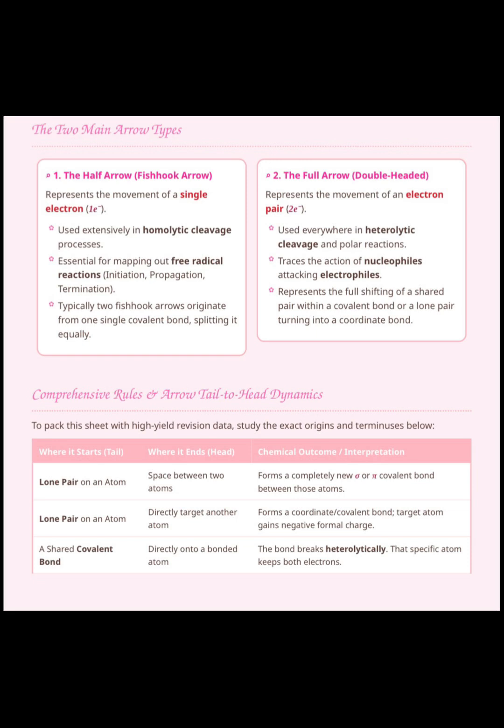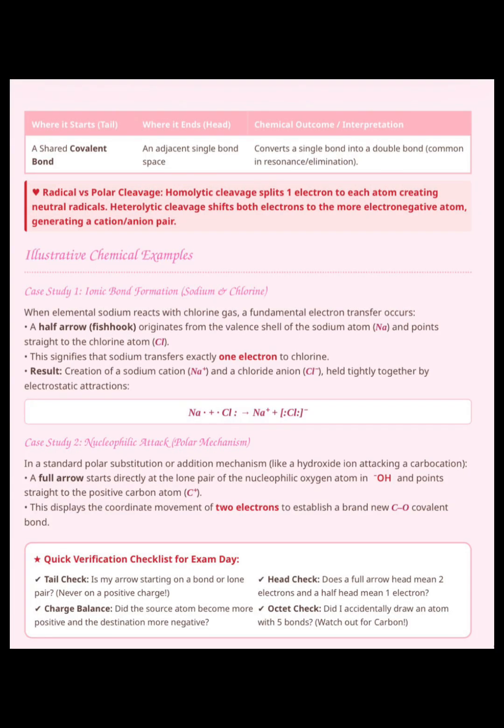Now let's go on to the other vehicle, the full arrow. This is your classic standard double-headed arrow. This guy represents a whole electron pair moving together. So, two electrons. You'll see this used everywhere for heterolytic cleavage. So, in this case, one atom is greedy and takes both electrons when a bond breaks, or when an electron-rich nucleophile attacks an electrophile. So, we can see this example.